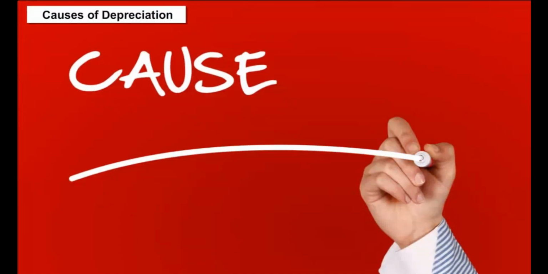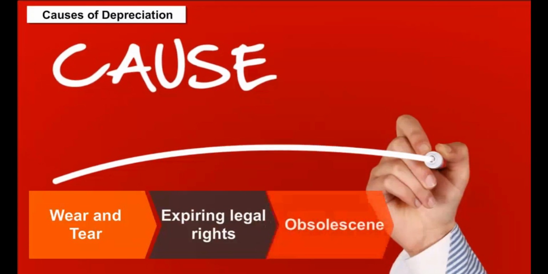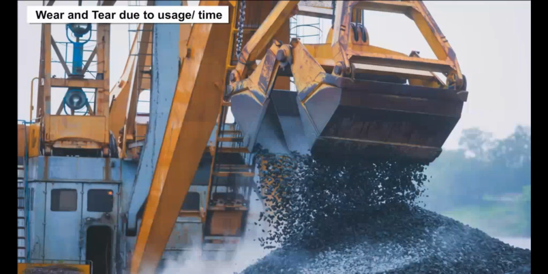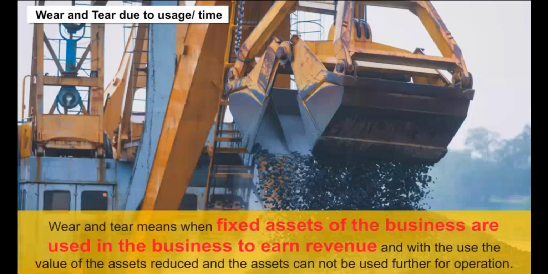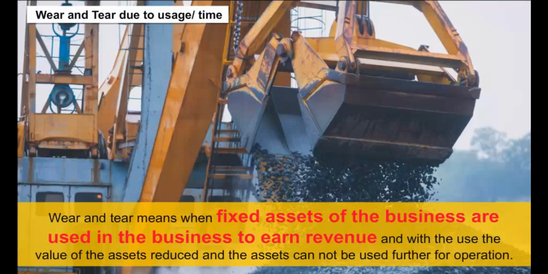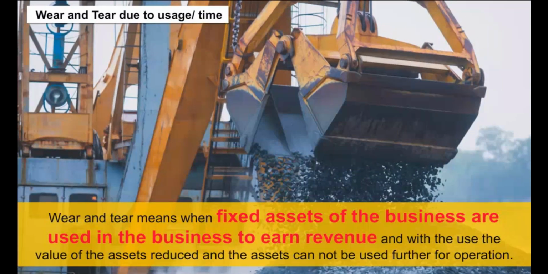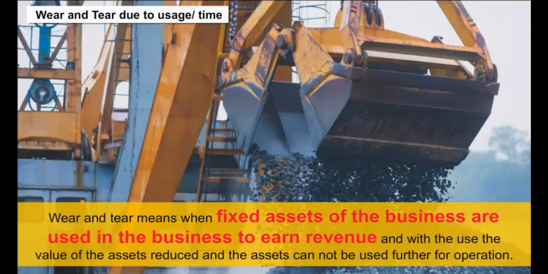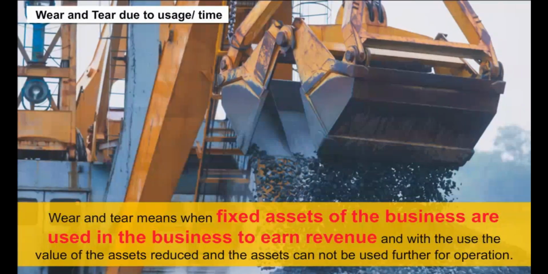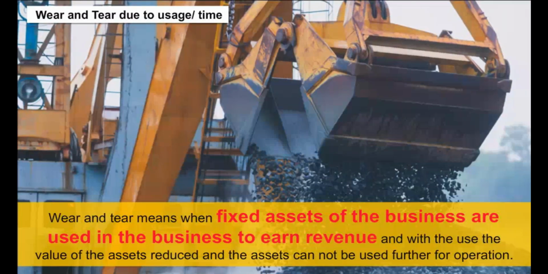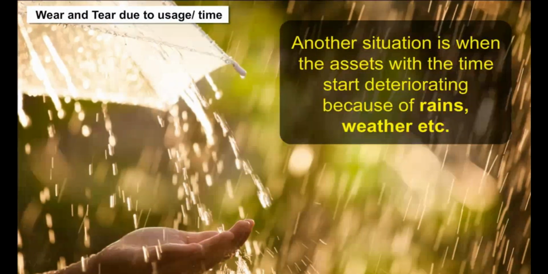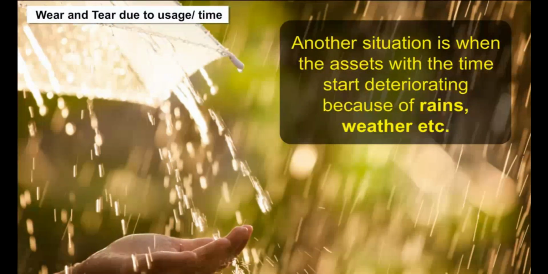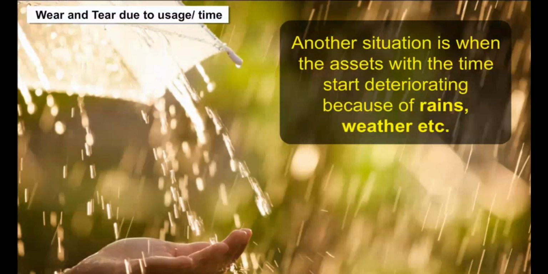Causes of depreciation. There are various reasons due to which we charge depreciation. Wear and tear due to usage or time. Wear and tear means when fixed assets of the business are used in the business to earn revenue, and with the use the value of the assets reduces and the assets cannot be used further for operation. Another situation is when the assets, with time, start deteriorating because of rains, weather, etc.